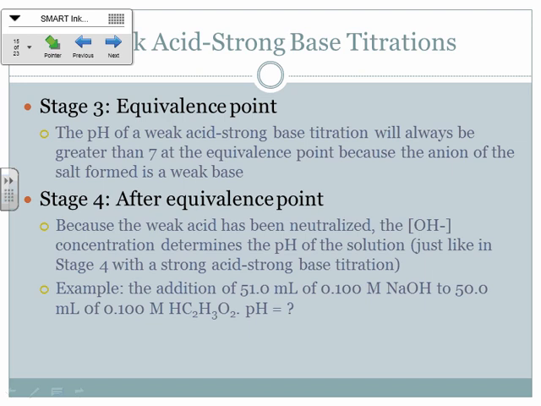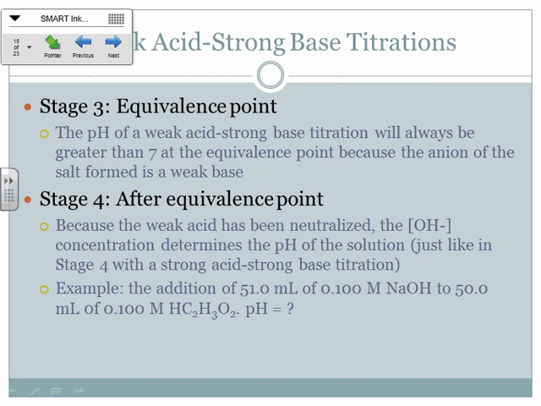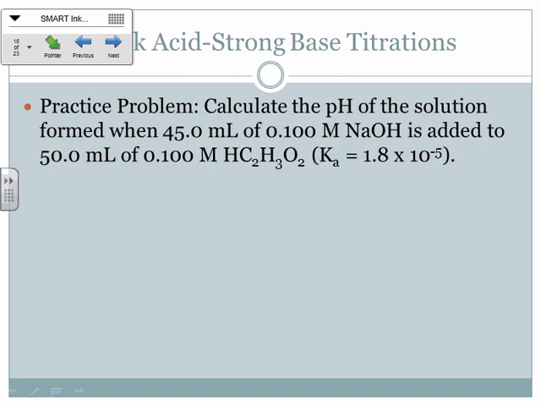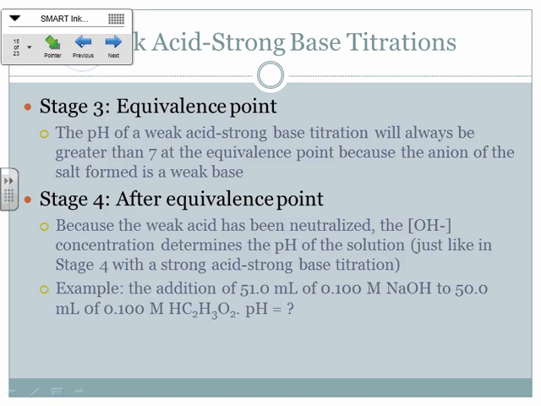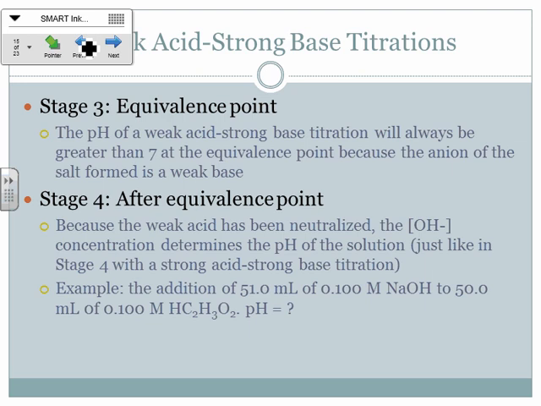So an example of that, if we add 51.0 milliliters of 0.1 molar NaOH to 50.0 milliliters of 0.1, that's just a lot of numbers. And I didn't leave myself very much room for this. Do I have room on the next page? No. Okay, tell you what I'm going to do. I'm going to use the next page to calculate this one, just for a second. So we've got 51 milliliters of 0.1 and 50 milliliters of the 0.1.